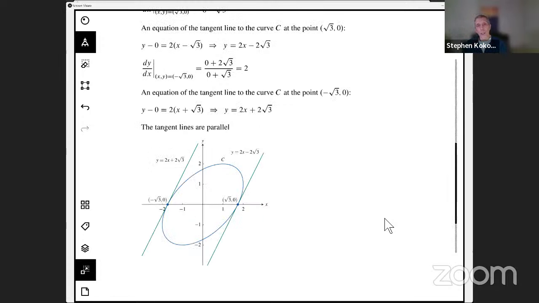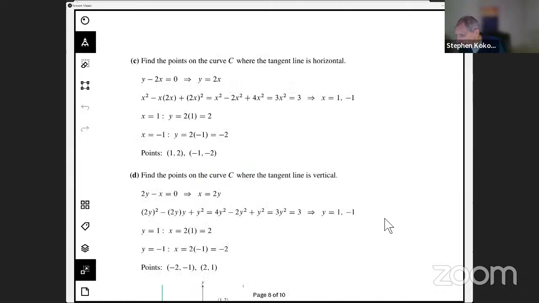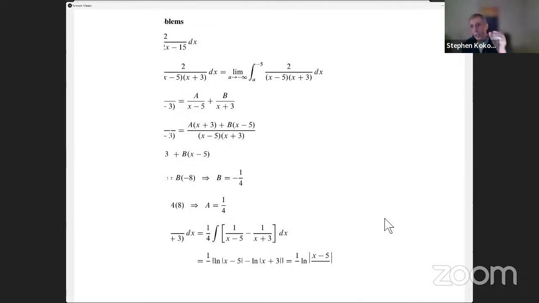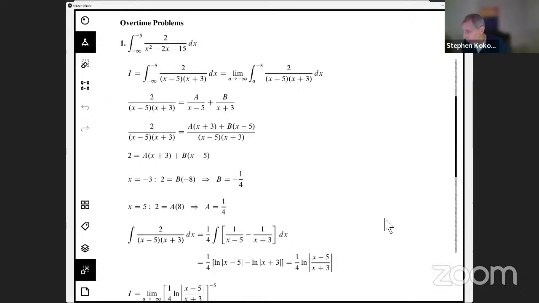It turns out that this curve is actually kind of a tilted ellipse. And it turns out that the tangent lines at these 2 points are actually parallel, which is kind of a neat property. Very cool. There are some other questions here about finding the points where the tangent line is horizontal, and the points where the tangent line is vertical. We'll leave that one. That'll be in the solutions tomorrow morning, but I wanted to take a quick look at this overtime problem and we'll call it a night.